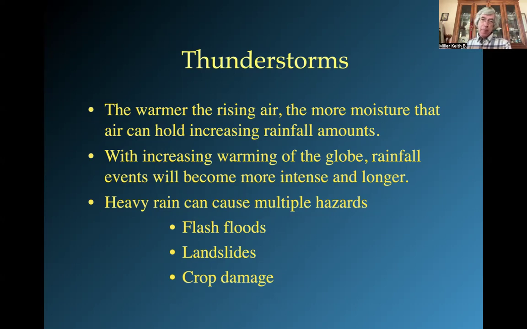And heavy rain can cause a multitude of potential hazards. You have flash floods, particularly with supercell thunderstorm kinds of floods, very intense, heavy rainfalls in a very localized area. That can cause landslides. You can have crop damage. And this is aside from the impacts of tornadoes. So again, the more moisture that the air holds, the more moisture is there to rain out during a rain event.